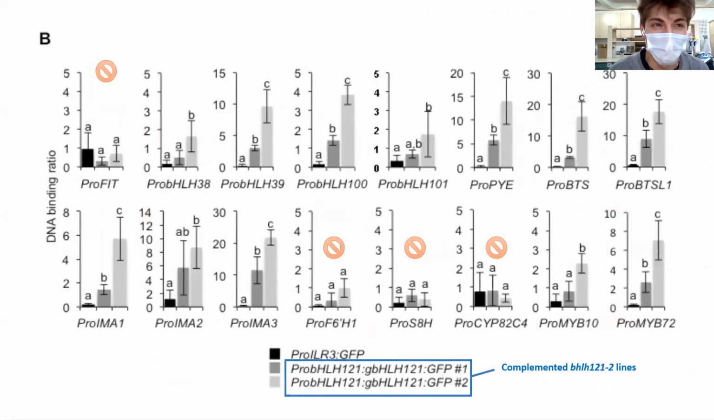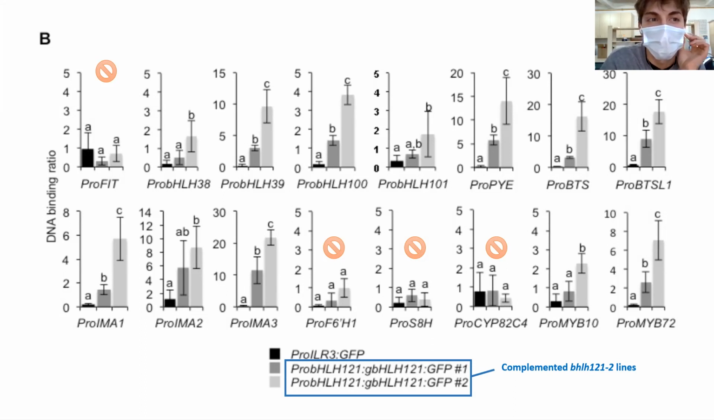BHLH121 analog in the cell that mimics BHLH121? I didn't understand, sorry. Is it possible that there is a BHLH121 analog in the cell that mimics BHLH121, so it activates FIT, maybe?